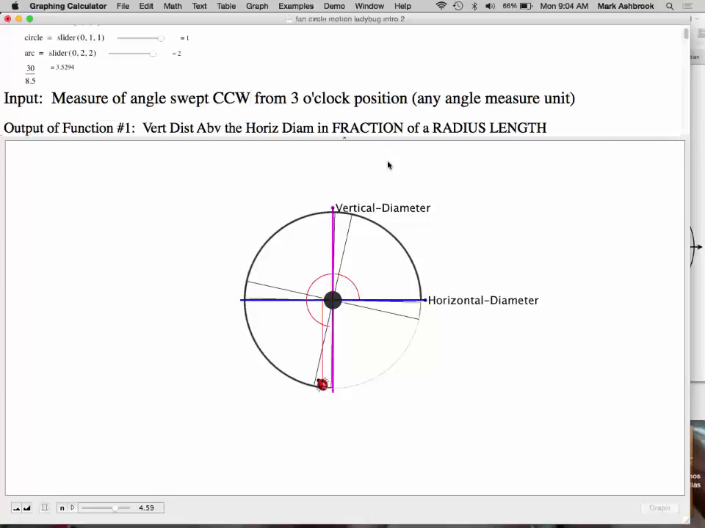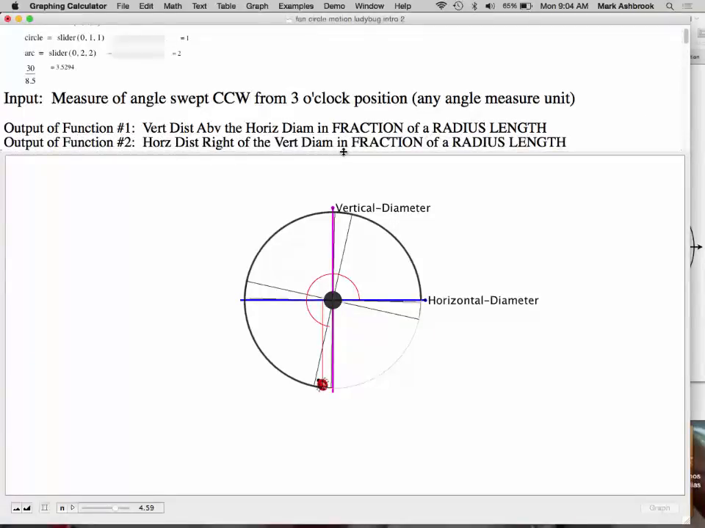And then this other function we're going to do, the output of another function, is going to be what quantity? Horizontal distance to the right of the vertical diameter, also as a fraction of the radius length. Okay, so for this, where I randomly stopped it right here, I want you to estimate all 3. Estimate the measure of the angle swept counterclockwise from the 3 o'clock position. Estimate the vertical distance above the horizontal diameter as a fraction of the radius length, and the horizontal distance to the right of the vertical diameter as a fraction of the radius length. Go. Estimate all 3.